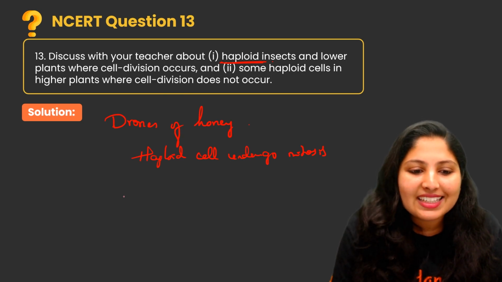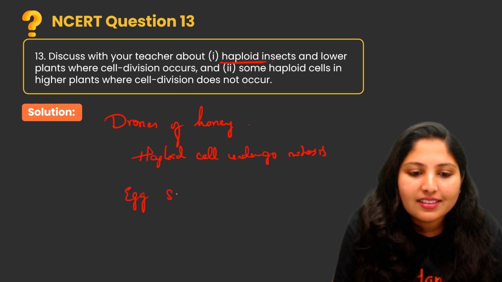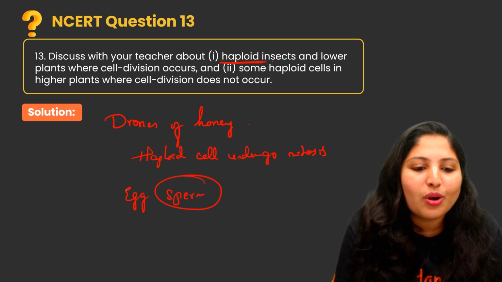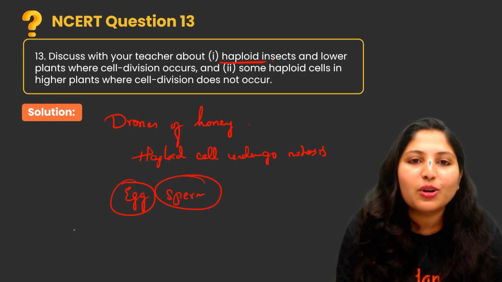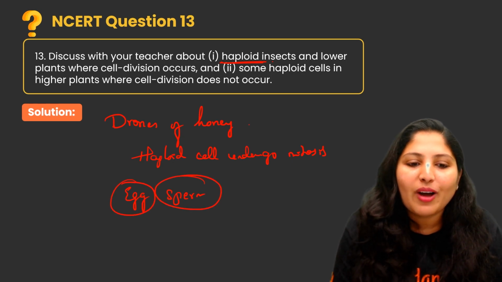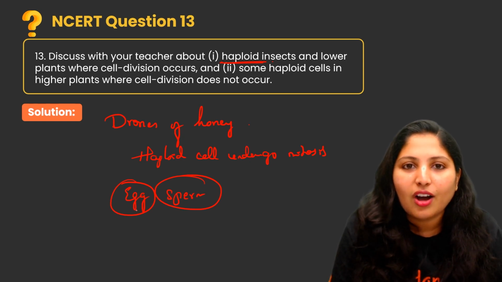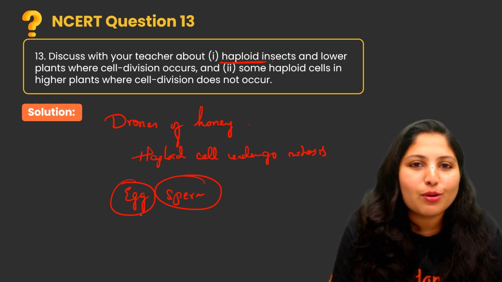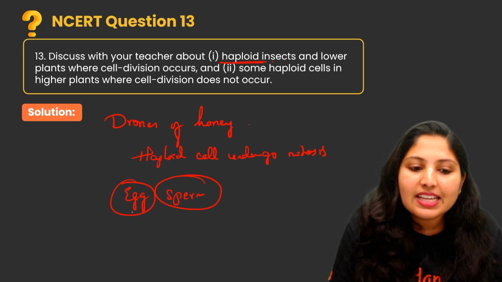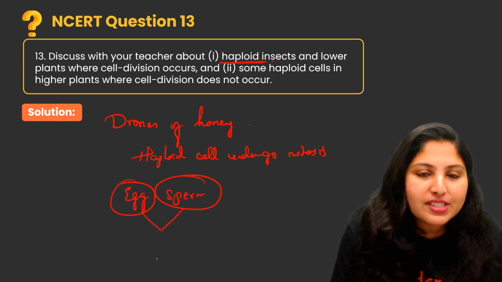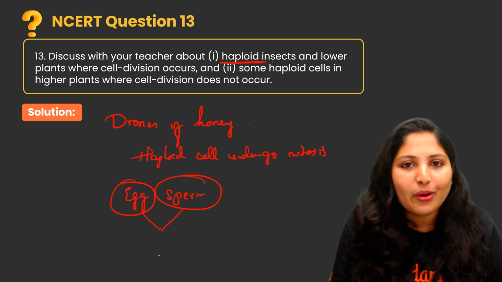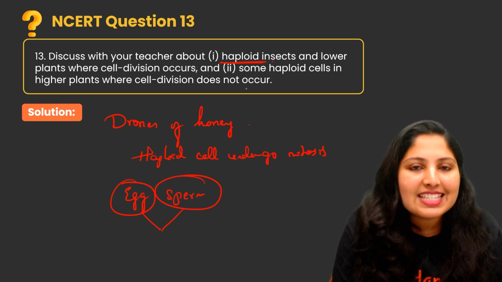Next one, some haploid cells in higher plants where cell division does not occur. Like egg and sperm, the egg and sperm do not undergo cell division. Once it becomes an egg, or once it becomes a sperm, no cell division occurs. So these two cells are going to fuse and produce a zygote. So this is the second case.